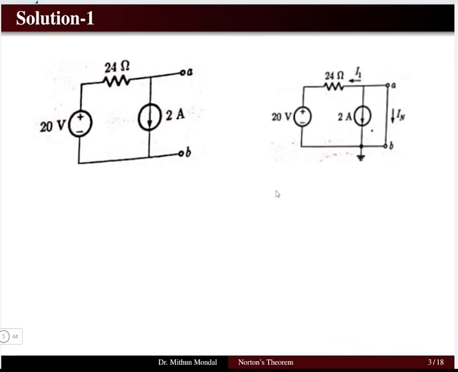In order to find the I Norton, we will short circuit the terminal AB, and determine the current flowing through terminal AB. That will be the Norton current. And then you can apply any concept, whether it is KVL or KCL, to determine the current flowing here. That is the short circuit current.